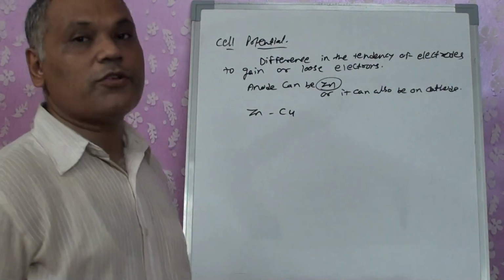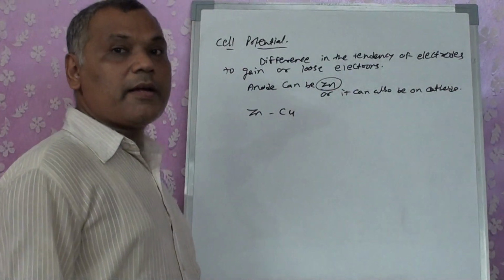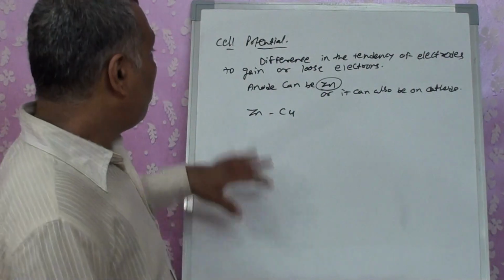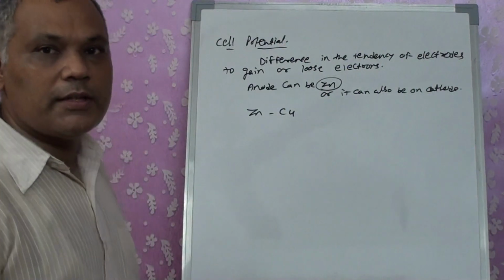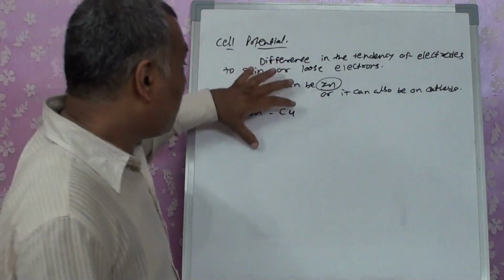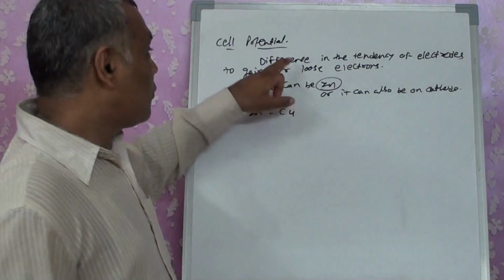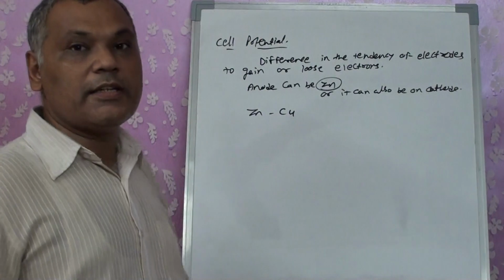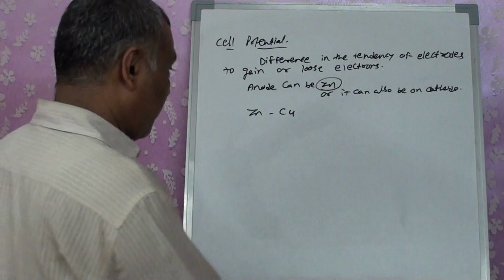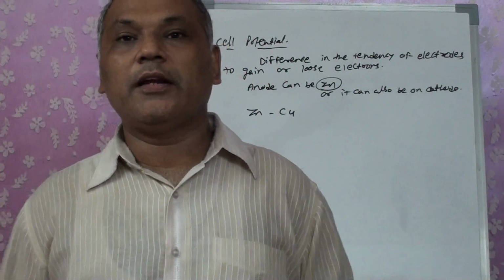So for that case also we have something to study, that is, how I can recognize which one will act as the anode and which one will act as the cathode. But before that, we got that the tendency to produce electricity by this cell is considered the cell potential. So the definition is the difference in the tendency of the electrodes to gain or lose electrons, right?